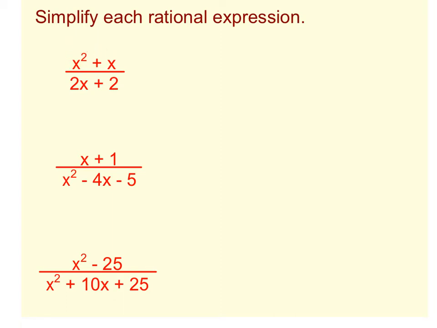The only time that you can cancel things is when you separate with multiplication. So how do we get around simplifying these expressions? We are going to factor them. It's all about factoring. So we're going to factor every single thing we see.